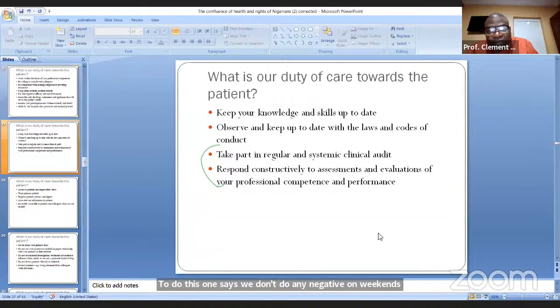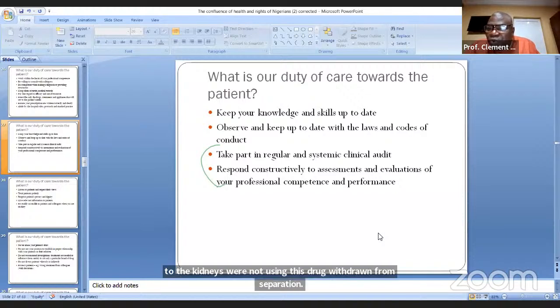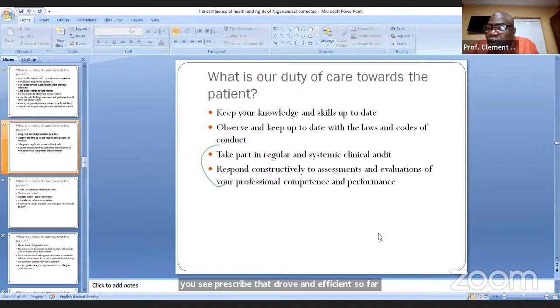Follow their protocols. You must keep your knowledge and skills up to date. I like what you are doing now. Your knowledge will be up to date. You cannot, for example, a drug might be withdrawn from use. NAFDAC will say drug A is poisonous and injurious to the kidneys. We're no longer using this drug, withdrawn from circulation. And you didn't listen to the news, you are not updated in your medical knowledge, you still prescribe that drug and the patient suffers harm. You are liable. You will not now say, I didn't hear. So it's very important that your knowledge and skills are up to date.